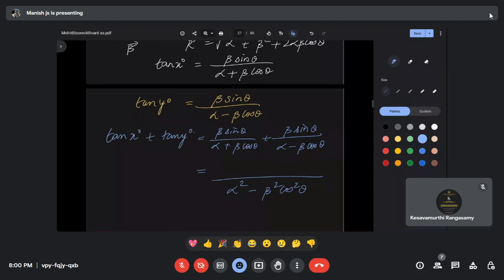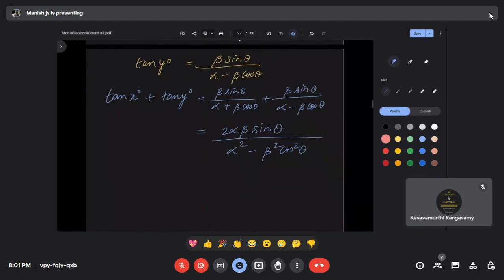So B sin theta will get alpha minus B cos theta plus B. Alpha plus B cos theta, then taken out B sin theta. So I think the minus beta square sine theta cos theta and plus beta square sine theta cos theta is getting cancelled off. Once two terms get cancelled, you will be left with 2 times alpha beta sine theta, isn't it? You'll be left with this term.